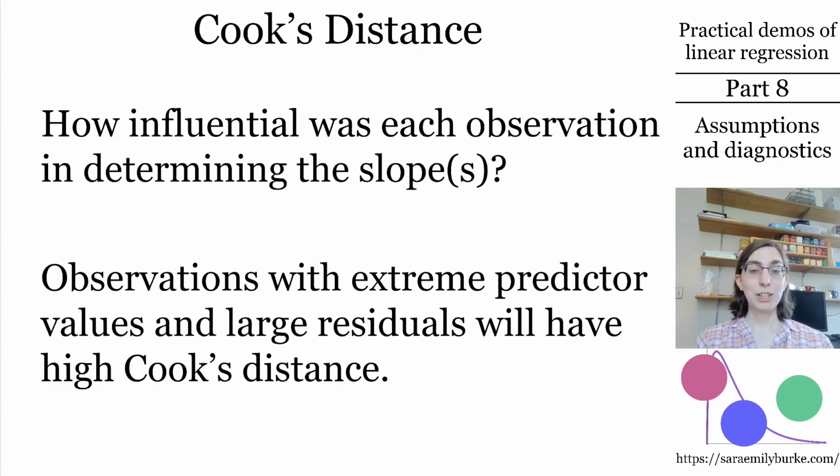Cook's distance is a statistic that estimates how much influence each observation in the regression model has over the model results. Observations with extreme predictor values and large residuals will have high Cook's distance because they sort of pull the regression line toward them. We might look at the highest Cook's distances in our sample to see if we have reason to be concerned about those particular observations.